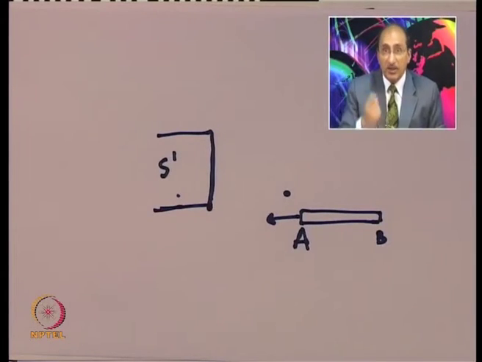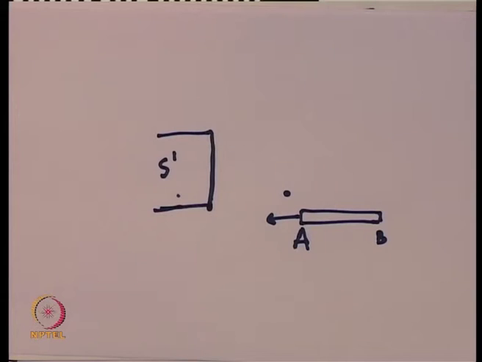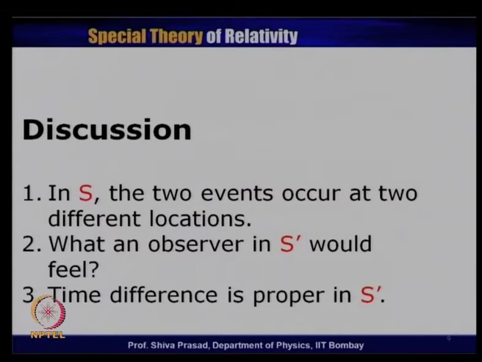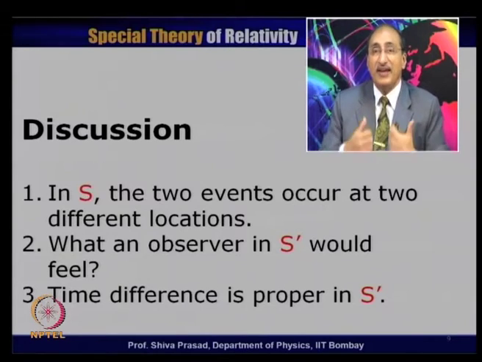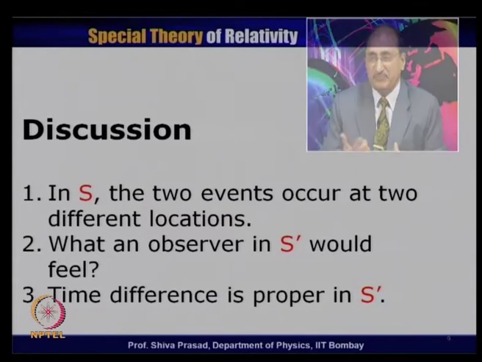For him, both the events, point A coinciding with him and point B coinciding with him, occur at the same position. Hence, the time interval that will be measured by this observer in the S prime frame of reference would really be a proper time interval. So, that is what I have written. In S, the two events occur at two different locations. What would an observer in S prime feel? An observer in S prime would feel, as I said, that they occur at the same position wherever the person is sitting or standing. Hence, the time difference is proper in the S prime frame of reference. So, therefore, in the S frame, this time difference must be dilated.